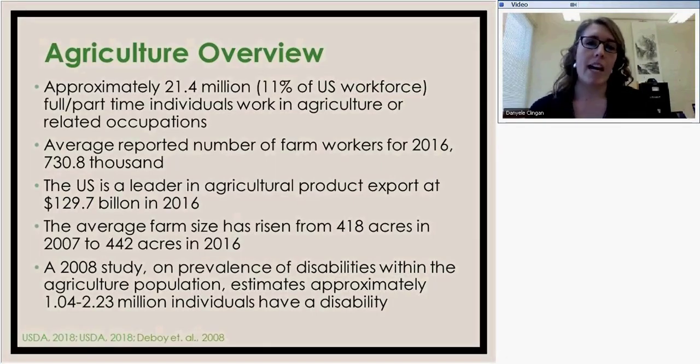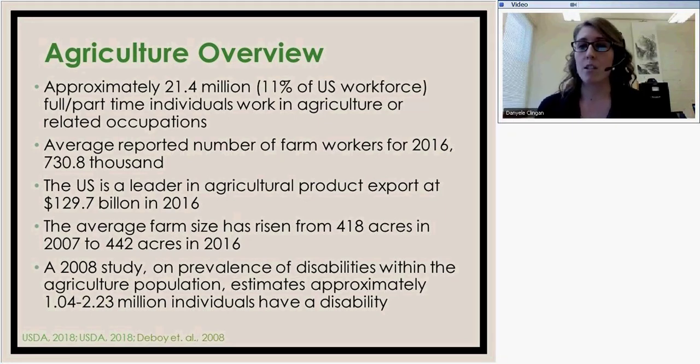All right, so we'll start out with some basic agricultural statistics for those who might not be familiar with agriculture and farmers' occupations. About 21.4 million, or 11% of the U.S. workforce, is associated with some type of agricultural work or related occupation, and that could be full or part-time work. Breaking it down a little further, in 2016, about 730.8 thousand individuals reported that they were farm workers. Just another tidbit of information, the U.S. has been ranked as one of the top leaders in agricultural product export at about 129.7 billion, according to 2016 statistics.